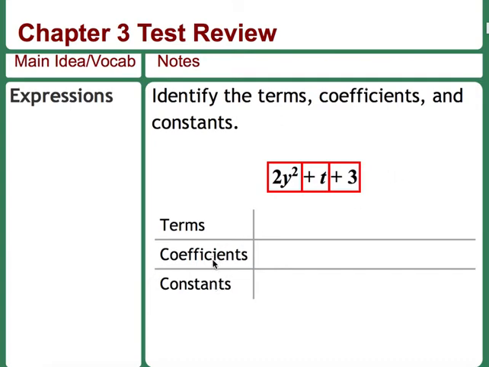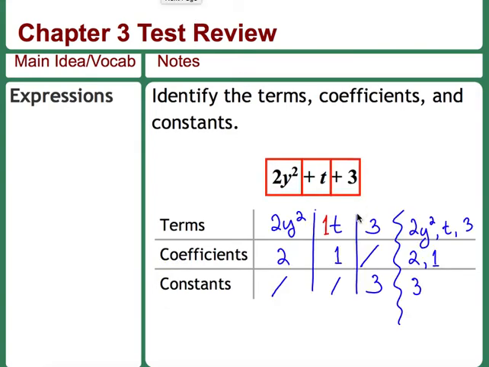Remember, anything with a variable will have a coefficient. Remember that co means with, so we want to write the number with the variable or how many of the variable we have. And then constants, remember constants do not have variables because they stay the same, and variables change their value, they vary. Okay, so for any term you're going to have a coefficient or a constant and never both. Also, coefficients and constants are always numbers. So go ahead and give those a try.